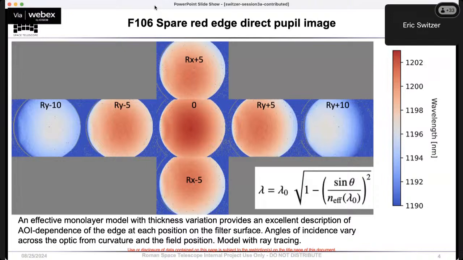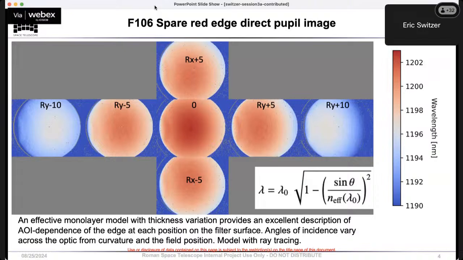Okay, so this slide shows pupil imaging data acquired by Evan that characterizes the transmission of the F106 spare red edge. What's shown here is data from essentially a mock telescope where instead of having a focal plane, there's a camera that looks back at the pupil, and then monochromatic light can be swept through the edge wavelength, and you can ask at what wavelength does each part of the optic pass through its 50% transmission point. So that's what's shown in the plot.